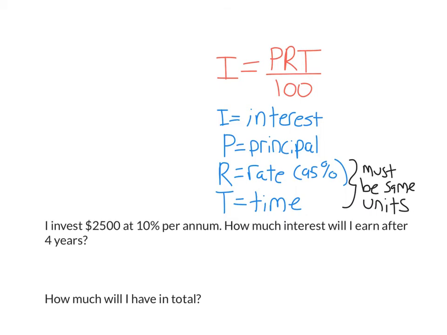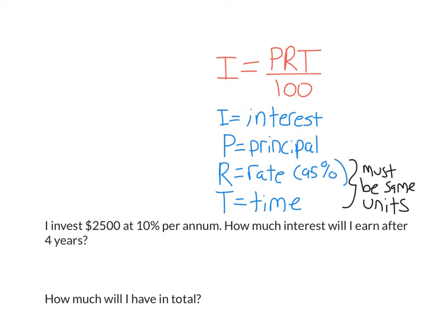So let's do this question here. I invest $2,500 at 10% per annum. How much interest will I earn after 4 years? We're just going to use this formula in red. What we're looking for is I. We're trying to calculate I, the interest.